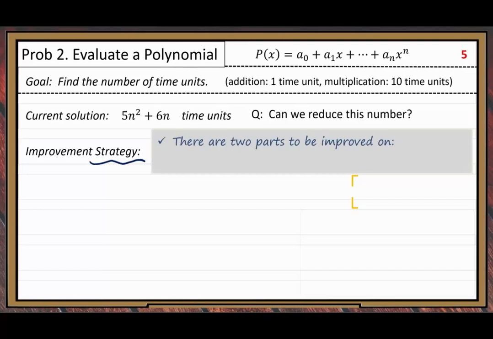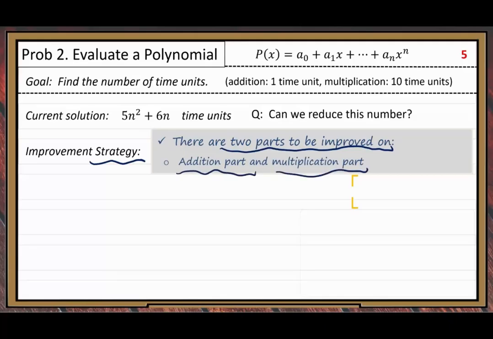If we look at this question from a high-level, global, overview way, there are two parts to be improved. If you look at the entire calculation, there are two basic parts. What two parts? The addition part and the multiplication part. So these two parts are quite different. Now, let's compare these two parts.